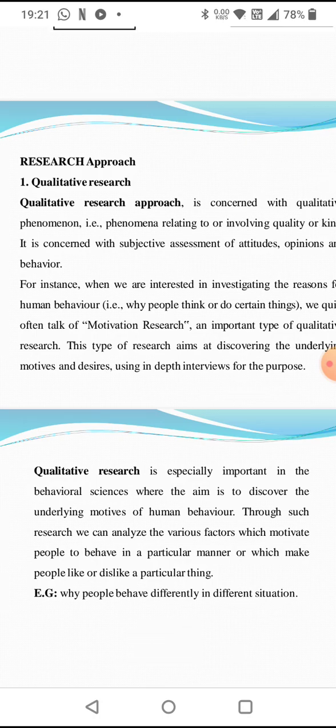So the qualitative research approach is concerned with qualitative phenomena, that is phenomena relating to or involving quality or kind. It is concerned with subjective assessment of attitudes, opinions and behavior. For instance, when we are interested in investigating the reasons for human behavior, like why people think or do certain things, we quite often talk of motivation research, right, as an important type of qualitative research. So, this type of research aims at discovering the underlying motives and desires using in-depth interviews for the purpose.